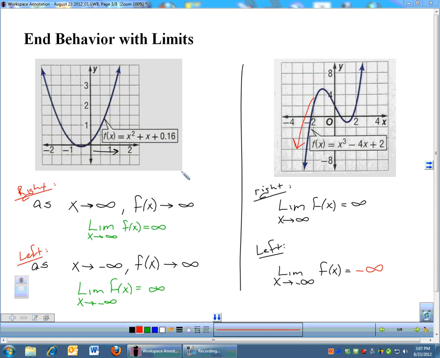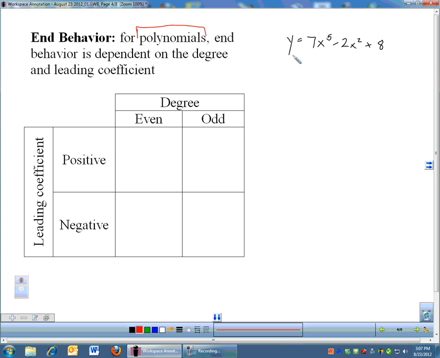If you look at these two equations over here, it was x squared plus x. Even though that's an ugly number, we're still just adding nice clean things here. x cubed minus 4x plus 2. Real nice clean equation. That's a polynomial. So with polynomials, you need to know the degree. Remember, degree is found by the highest exponent. So here, my degree is 5. And the leading coefficient, in this case, is 7.